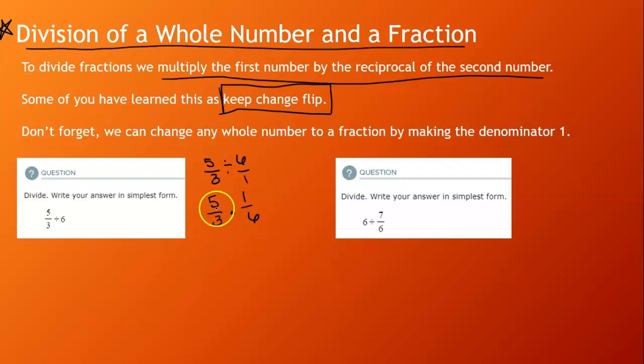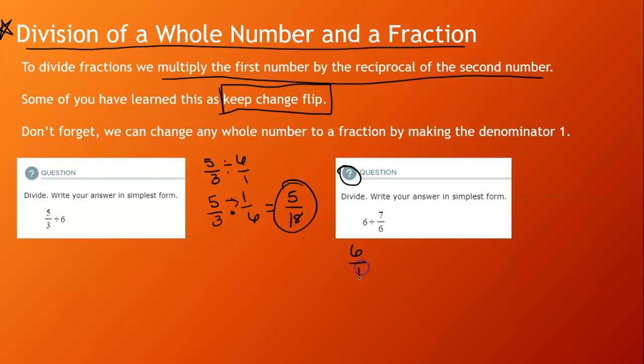Now we can see if there's anything to cancel. 5/3 cannot be reduced, 1/6 cannot be reduced, 5 and 6 cannot be reduced, and 1 and 3 cannot be reduced. So I'm ready to multiply straight across, and that becomes 5 over 18. Notice I never actually divided. Multiplying by a reciprocal is like a trick way to divide without having to actually divide. Pause the video and try this one on your own.